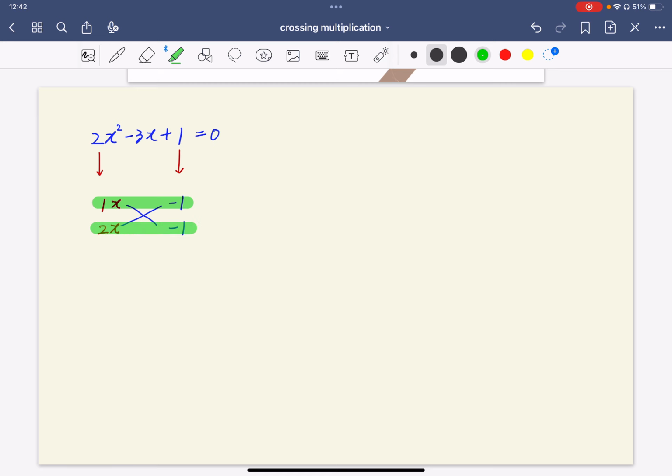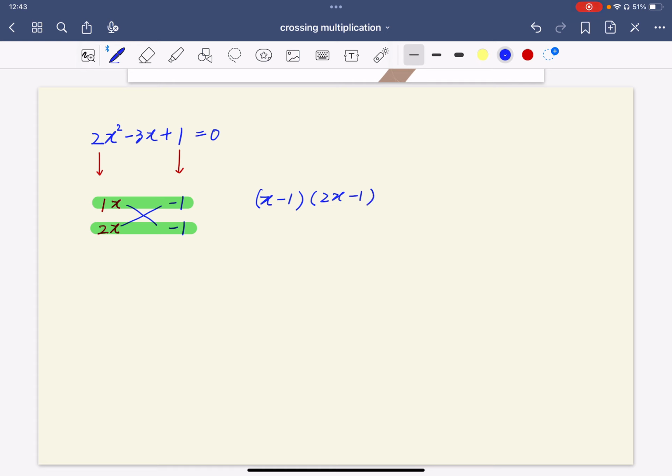So according to this combination, we can write out the factored form for the left side. That will say 1x minus 1. We can simplify this expression into x minus 1. So x minus 1 times 2x minus 1.